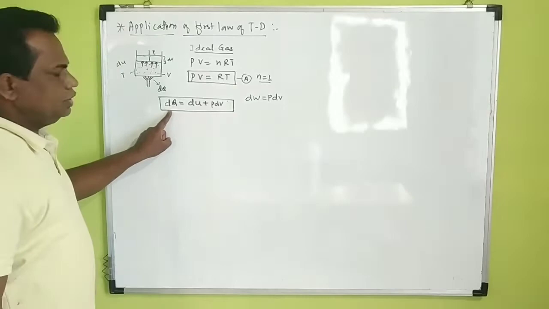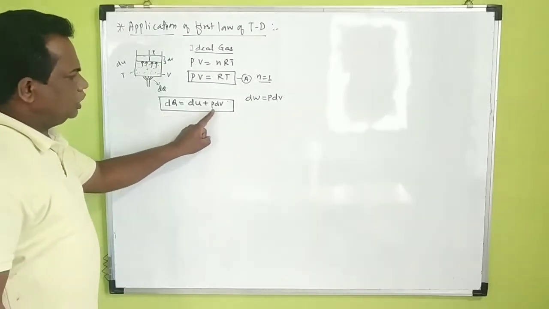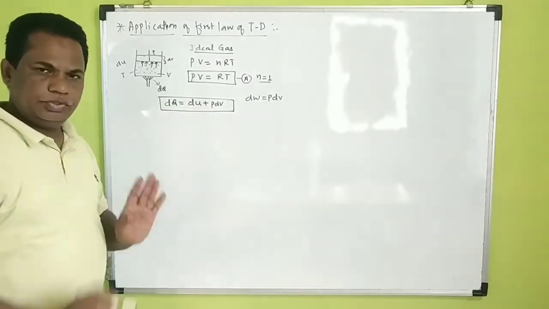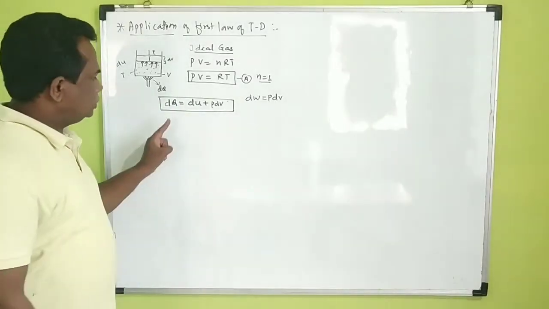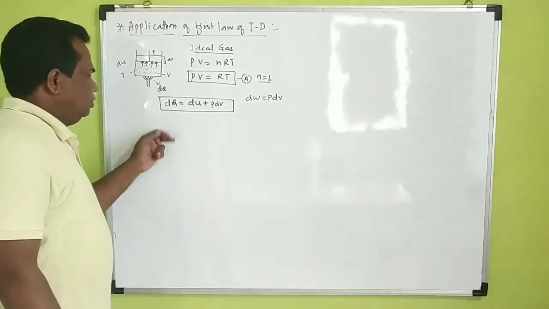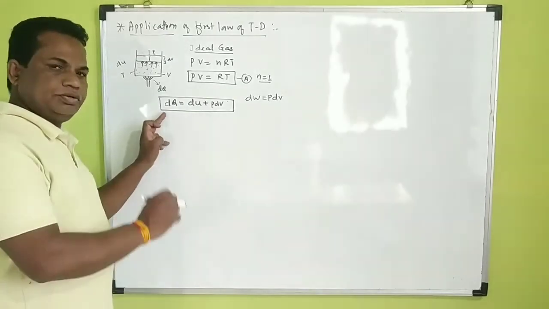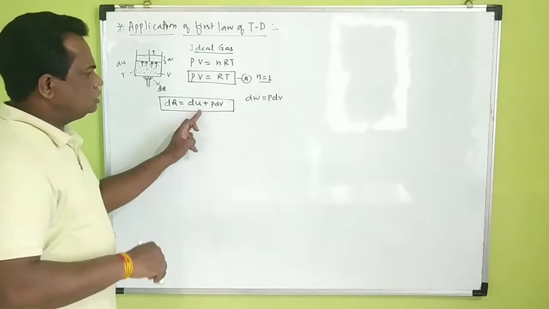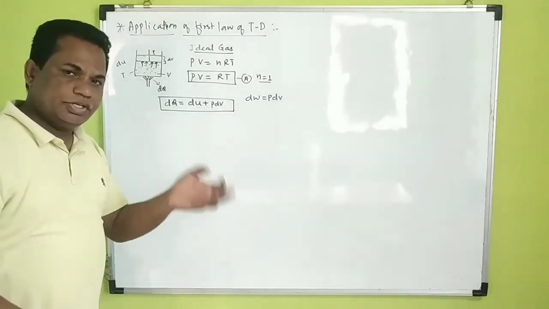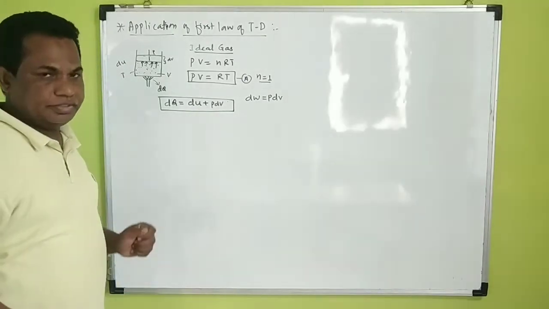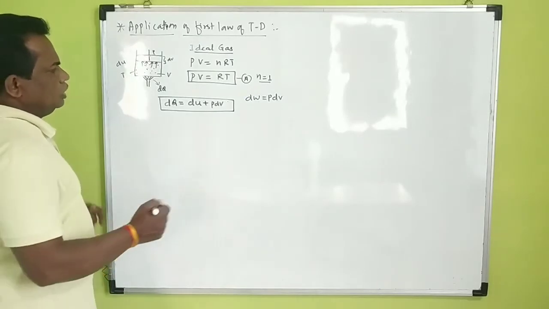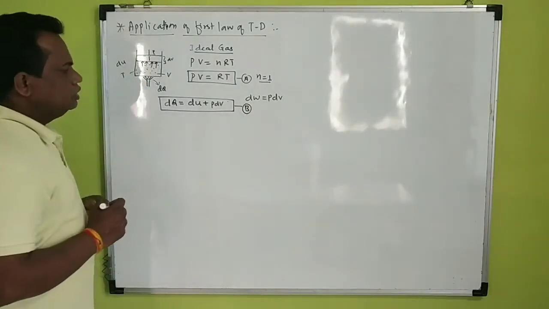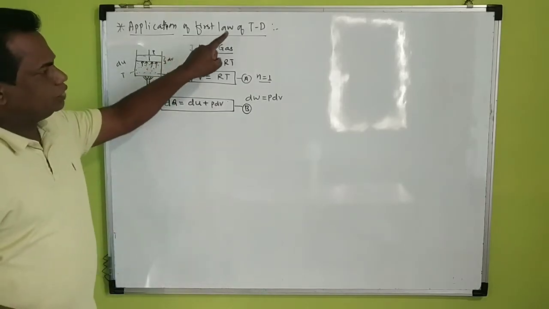So dQ is equal to dU plus PdV. All these terms have specific meaning. You know the meaning of that. In the last video you confirmed what dQ is, what dU is, whether it is plus or minus, what work done is, and why it is plus or minus. So this is the overall equation we write, the first law of thermodynamics.